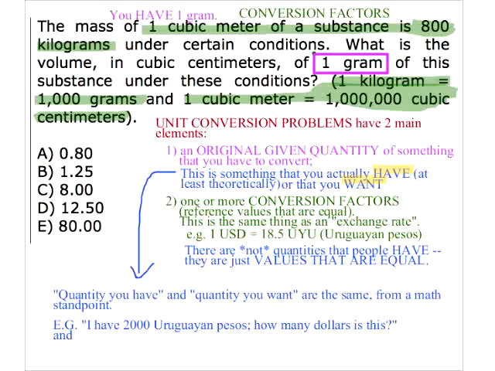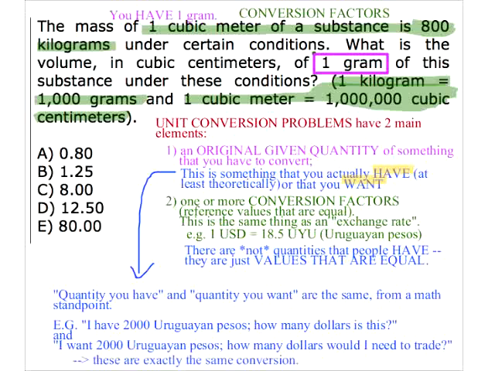And now I want 2,000 Uruguayan pesos. How many dollars would I need to trade? I mean, these are different from a conceptual standpoint, but from a math standpoint, these are exactly the same conversion. So when I say the quantity that you have, that also includes quantities that you want at the end of the problem, because they're the same. So smiley face, if this makes sense.